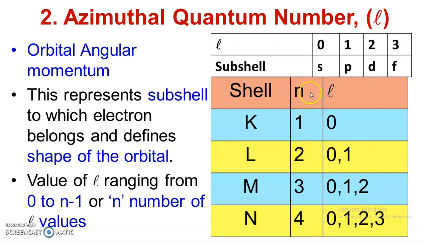And number of subshells, say for example 1, 2, 3, 4, these are the shells, and in first shell there is only one subshell with l equal to 0, that is S. In second shell there are two subshells, that is S, P. In third shell there are three subshells, S, P, D, and in fourth shell there are four subshells, S, P, D, F. It's like that. So this is the azimuthal quantum number.